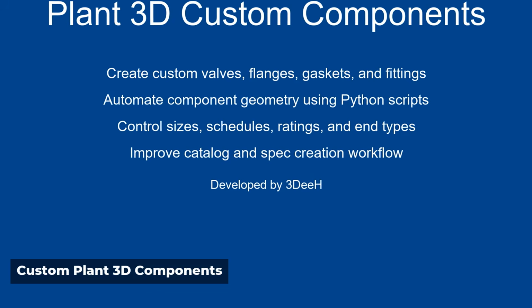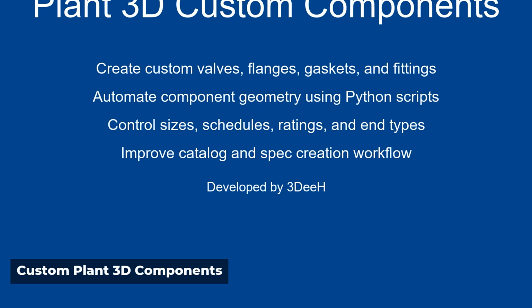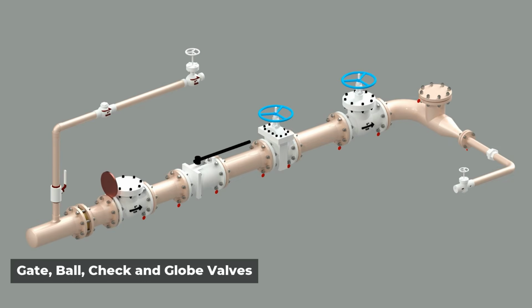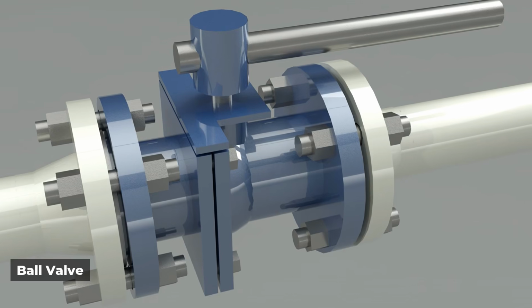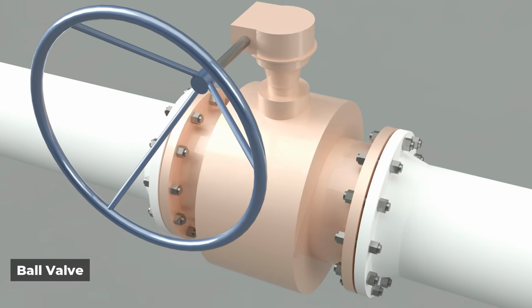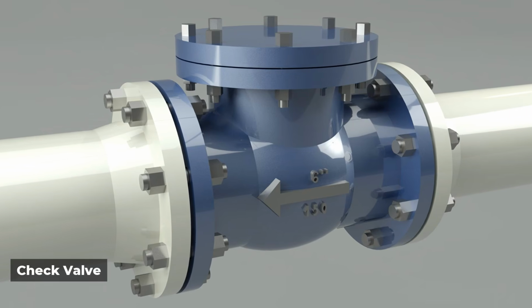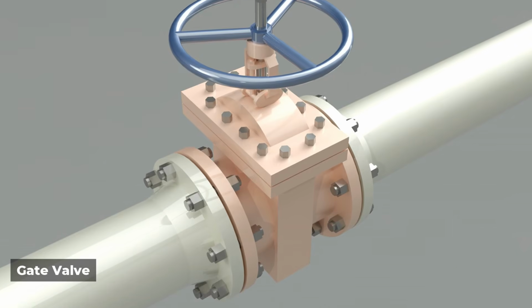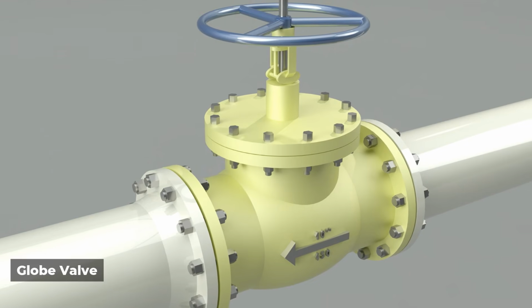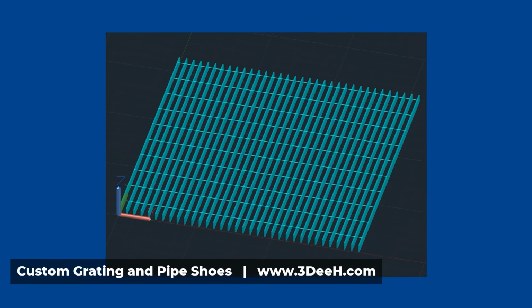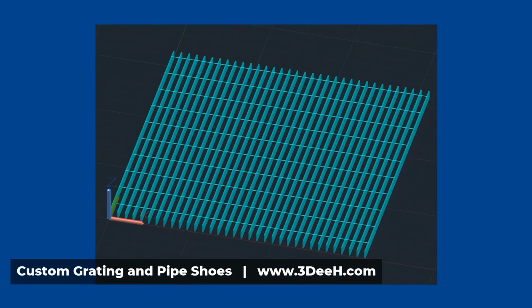Beyond automation, Expert Designer Tools includes a full library of custom Plant 3D components: gate, ball, check, and globe valves, engineered with a superior look, in classes 1950 to 2500, from 1/2 inch to 24 inches, complete with unique bolts. Every valve family, modeled precisely, ready to drop straight into your project. Even the details are covered, with custom grating and pipe shoe components built to match.